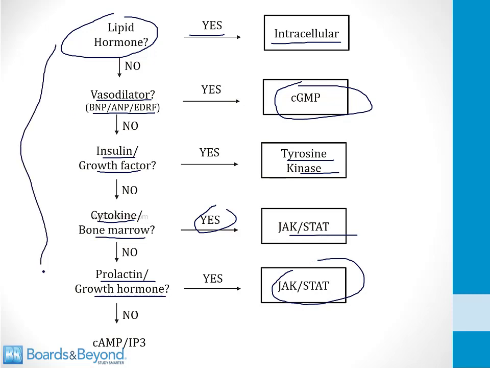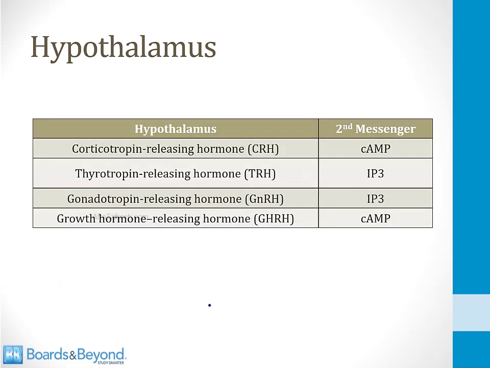And then if you go through this whole list and you still haven't come up with an answer for which receptor type, you're going to be dealing with cyclic AMP or IP3 as a system. It's just hard to keep straight which ones are which. Many of these cyclic AMP and IP3 hormones come from the hypothalamus. There are two hormones in the hypothalamus that use cyclic AMP and two use IP3. You can come up with any system you want for keeping these straight.